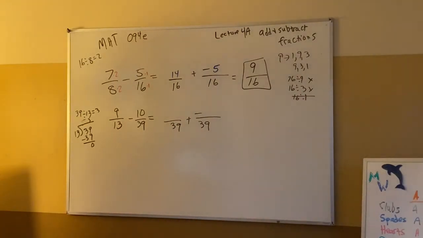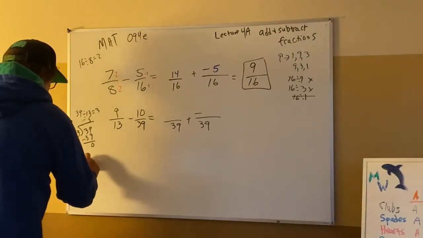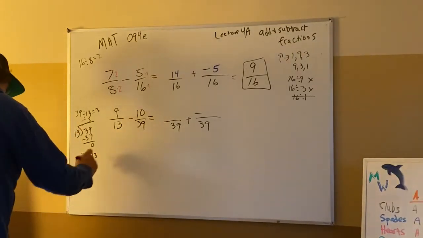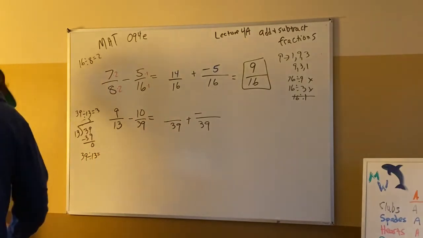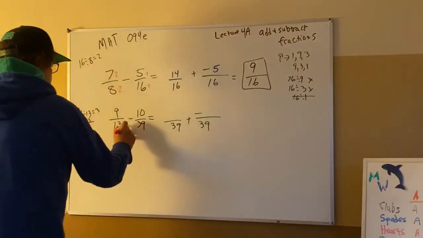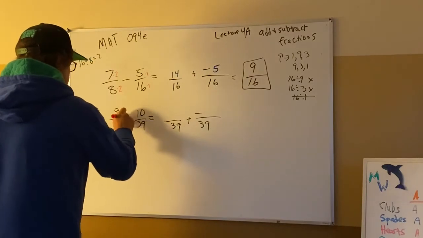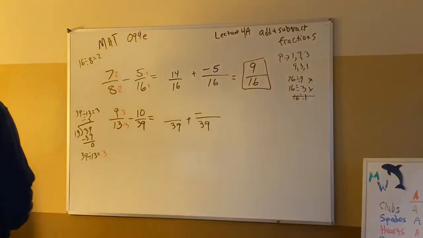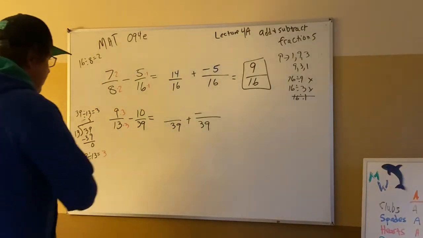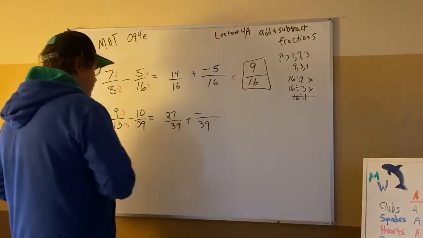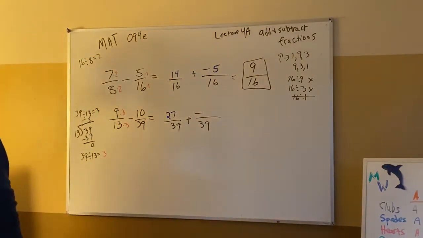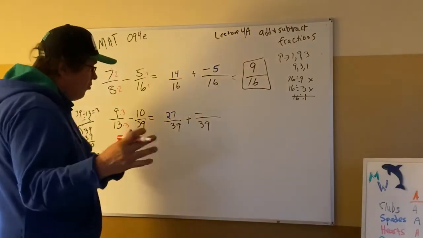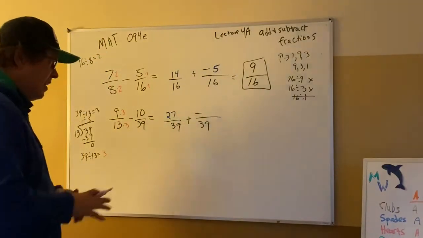So 13 divided by, so we need to get to 39, right? We're dividing by our old 13, and that's where that 3 comes right back to us. 13 times 3 will make the 39. 9 times 3 will balance it with 27 over the old 39. 27 is new over the 39.